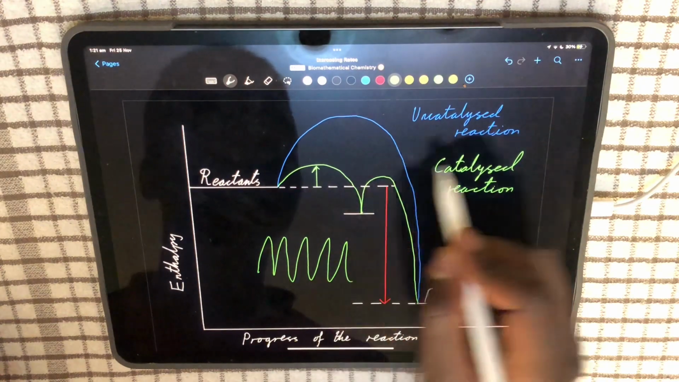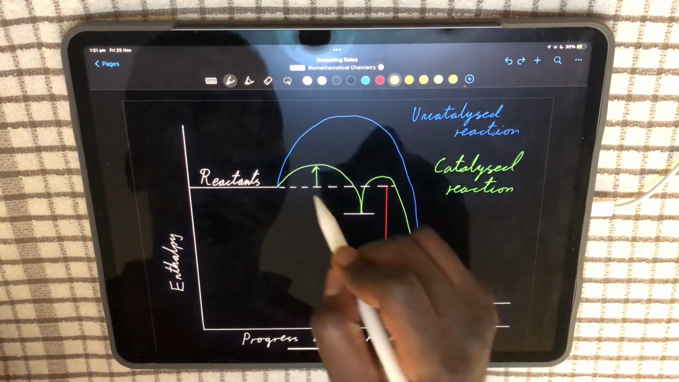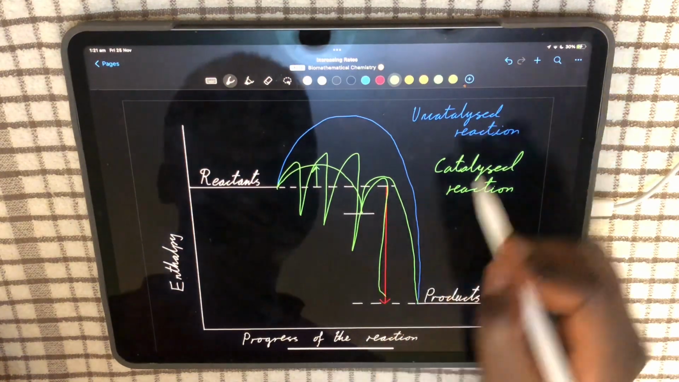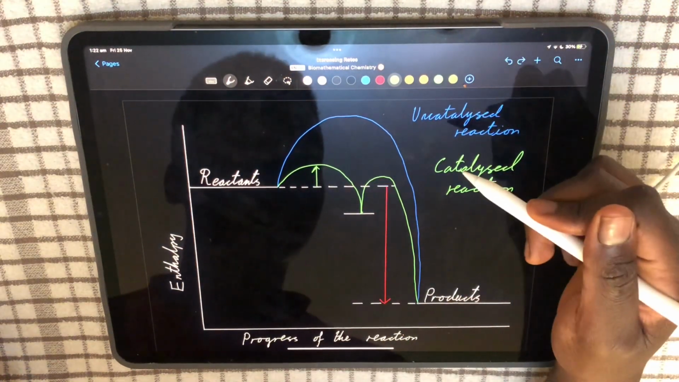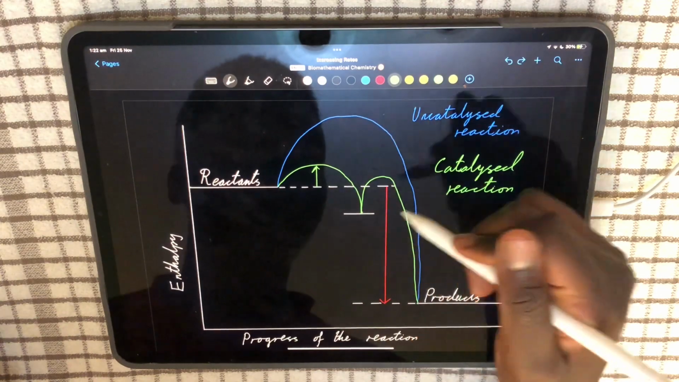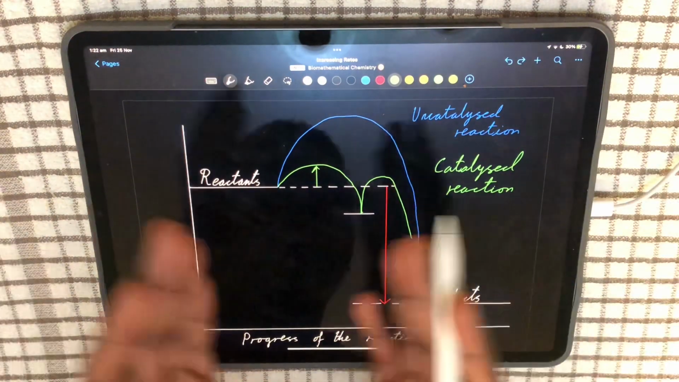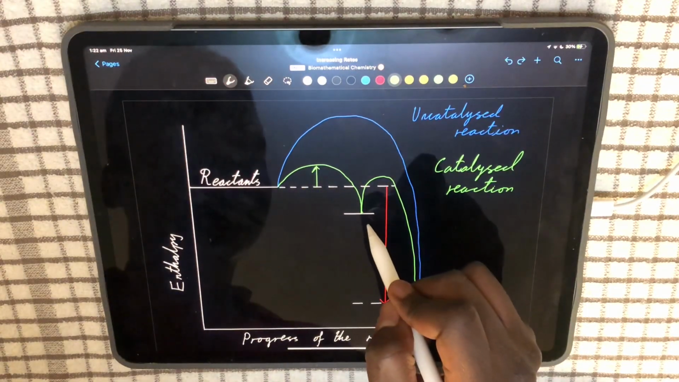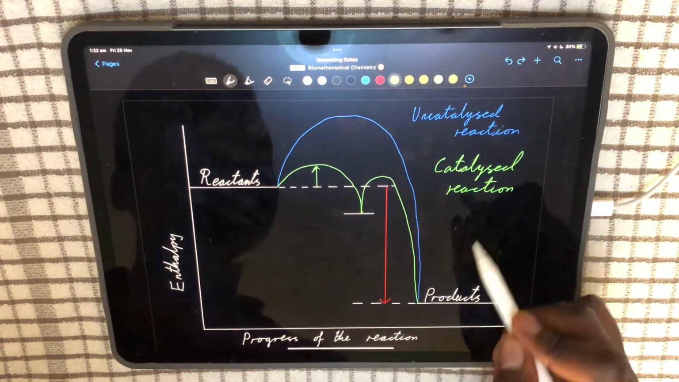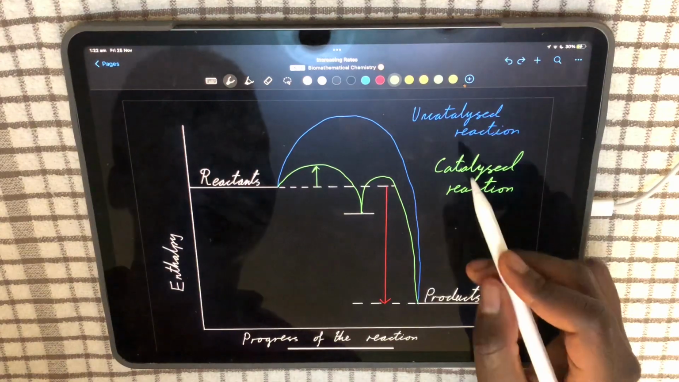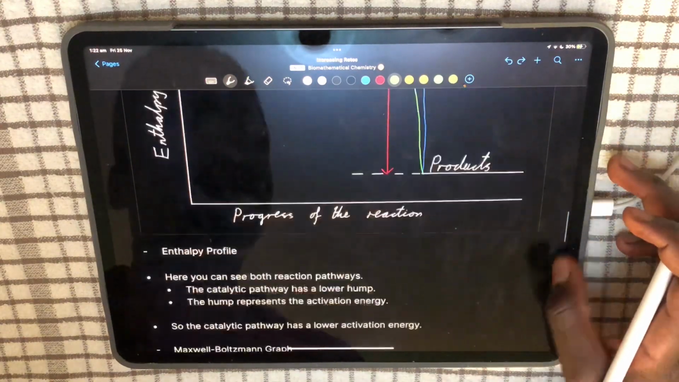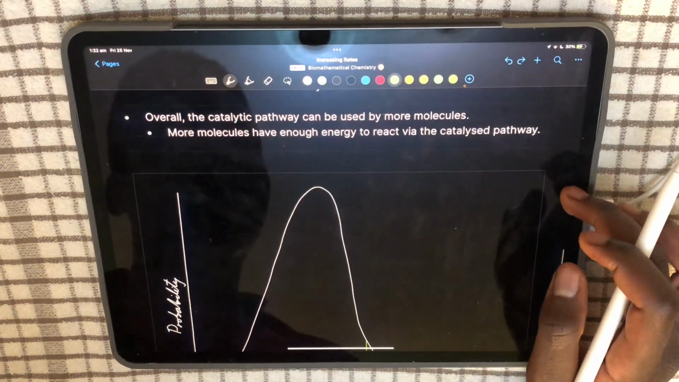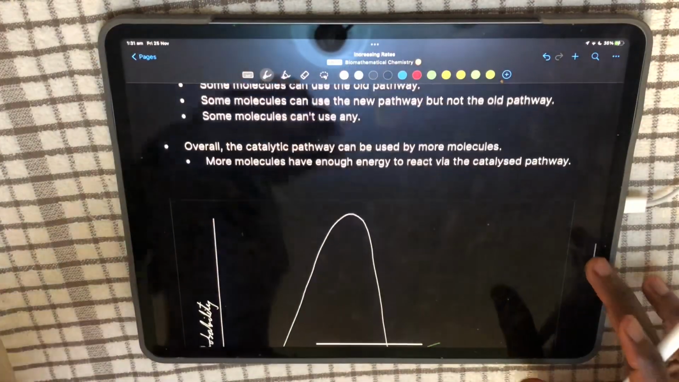It's still lower activation energy than the uncatalyzed reaction pathway, but there are just multiple steps, and it depends on the amount of steps. But let's just say for the sake of this, it's just two reactions that have a lower activation energy than the uncatalyzed reaction pathway. So overall, the catalytic pathway can be used by more particles. I've already gone through that part. Anyway, we're going to the next part now.